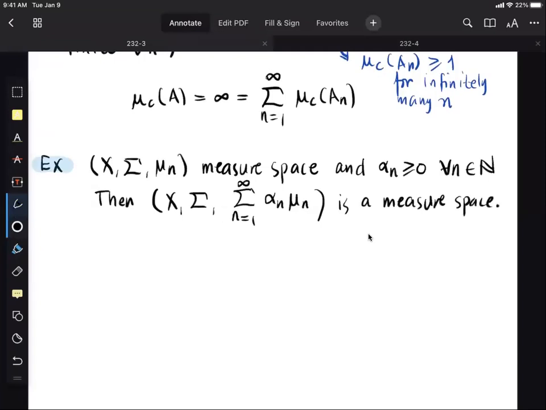Well, one has to show that this series here is also a measure on X. And that can be shown or established by merely applying the fact that each mu sub n is a measure, and then the alpha sub n's are non-negative. This condition here is included in order for us to guarantee that this series here would always be non-negative.